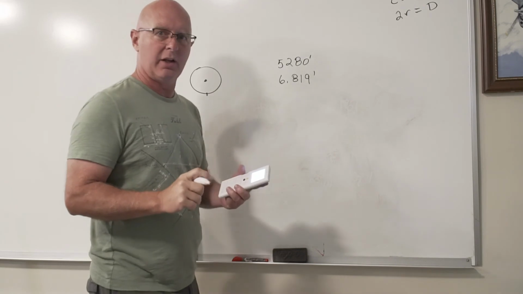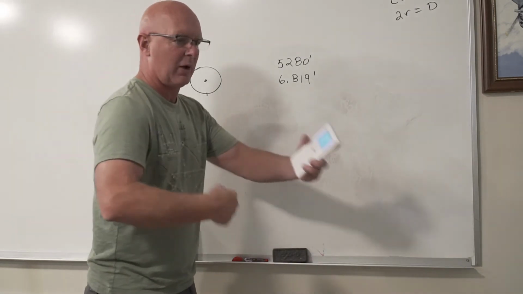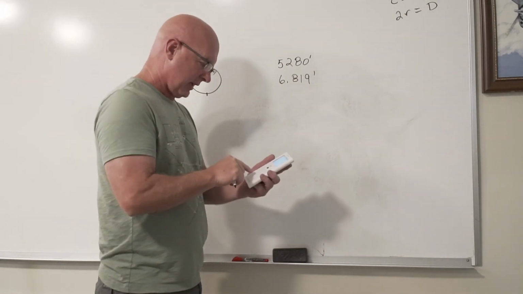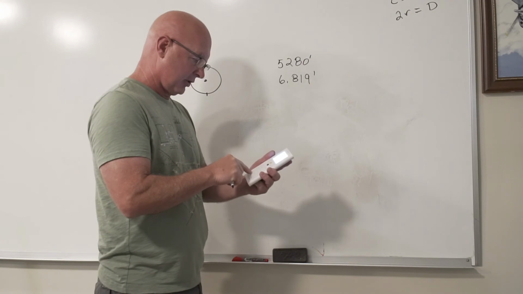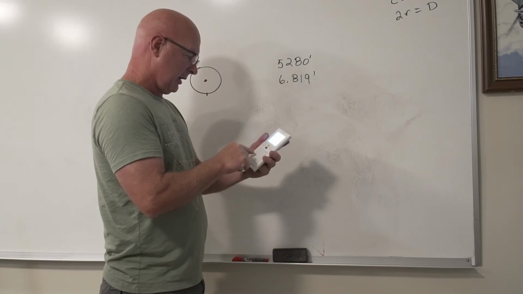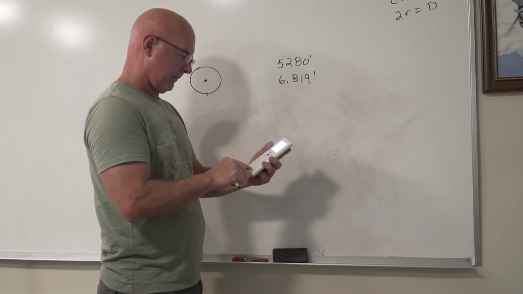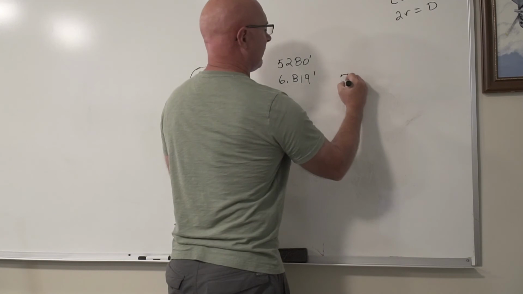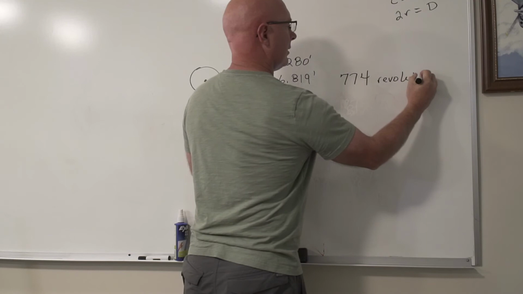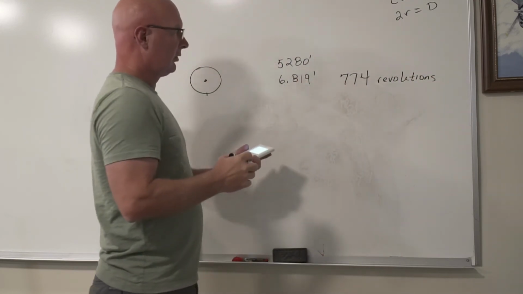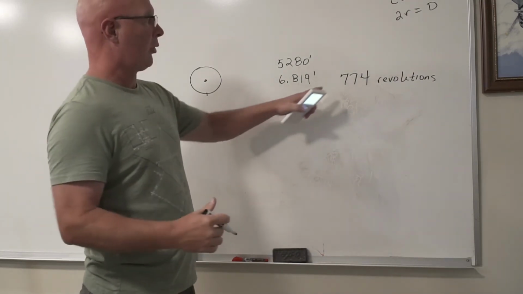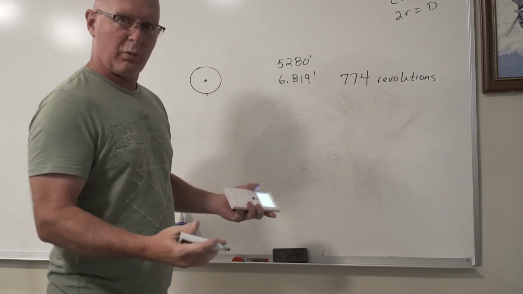So now we need to know how many times that wheel is going to turn over to cover 5,280 feet. So what we're going to do is 5,280 feet divided by 6.819, and that's going to give us 774 revolutions in 1 mile. So it's going to take 774 times that the wheel goes over in order to figure out that we've gone 1 mile.